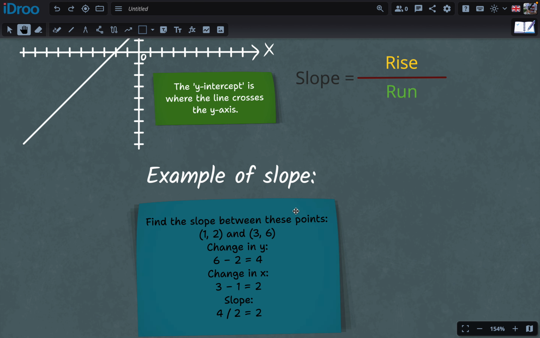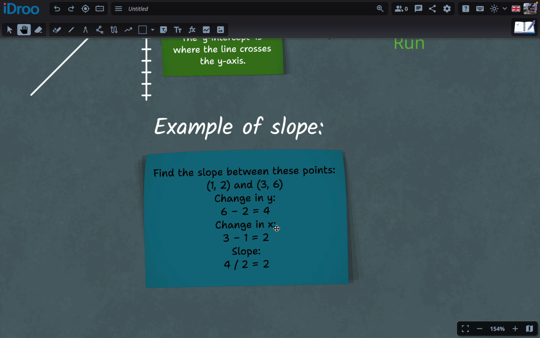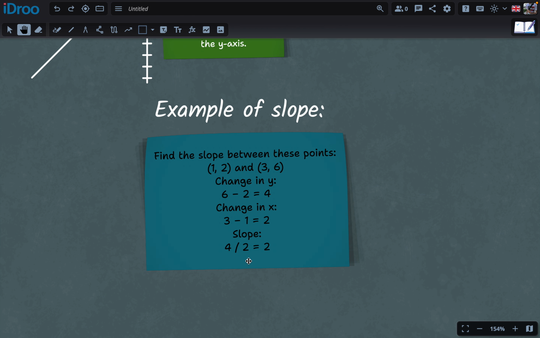So as we have seen here, our slope is rise over run, and that's why our slope here is 2. By the way, rise is the change in y and run is the change in x.